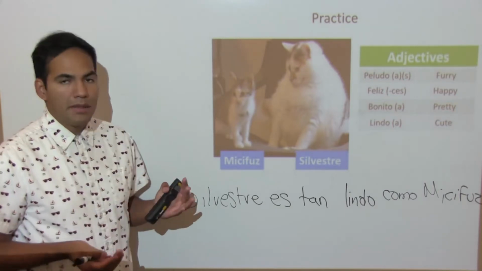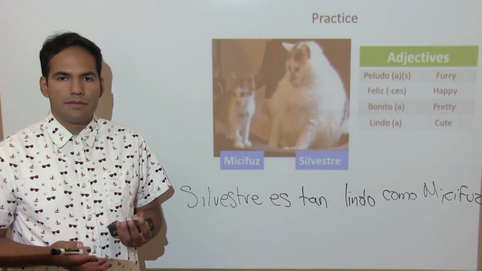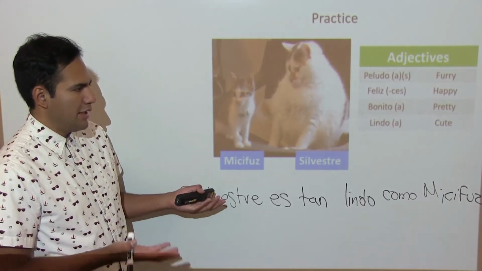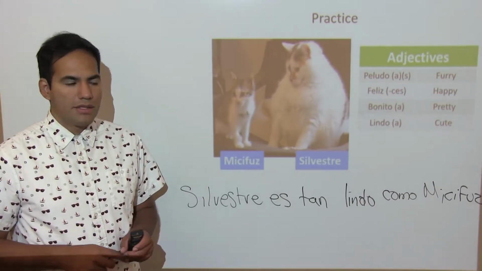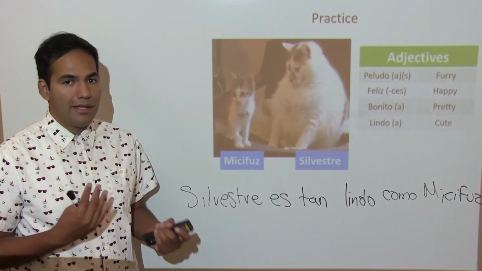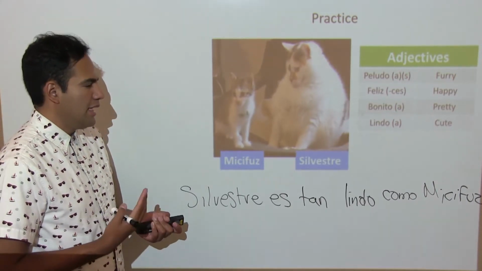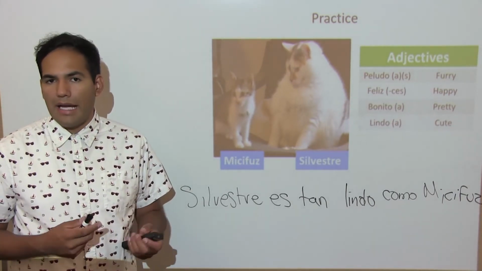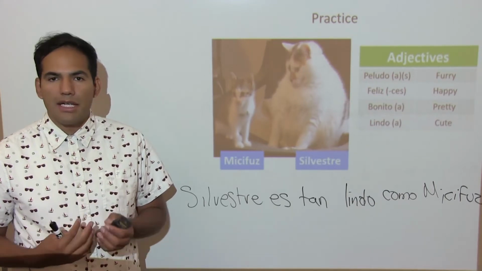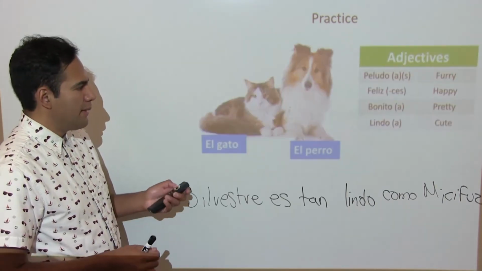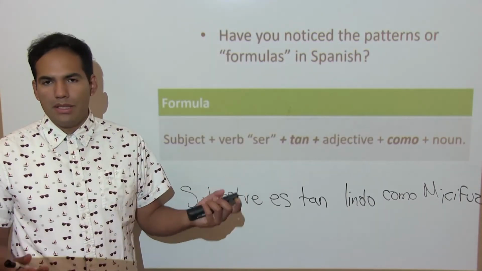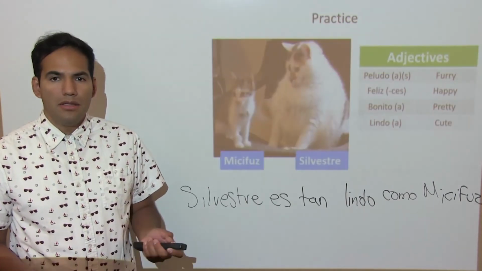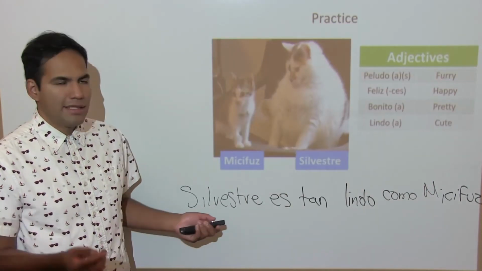So here again we're comparing the same amount of cuteness that they have. They're both cute. There's no one cuter than the other. So that's how we do comparisons of equality when using adjectives to describe characteristics. As long as you remember the formula that we talked about, you'll be able to do this easily. So I hope this video was useful for you, and thank you for watching.